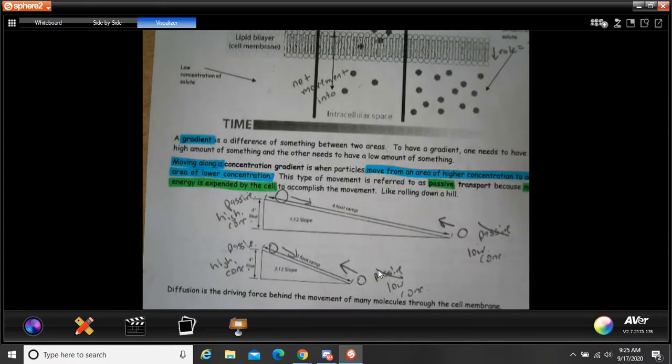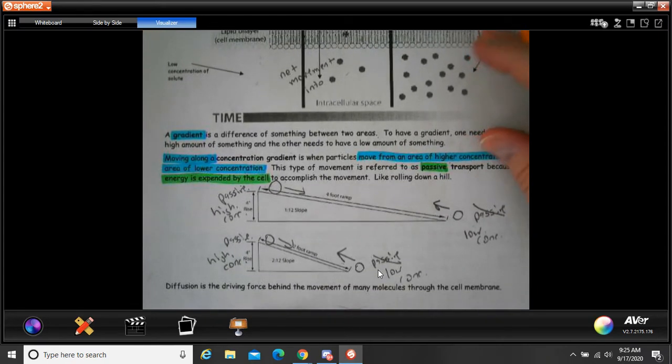Okay? In order for diffusion to take place, you must have some type of gradient. It is the driving force behind many molecules or atoms or ions moving in and out of cells. It's not the only way particles move in and out of cells, but there are a number of them that do move by diffusion.